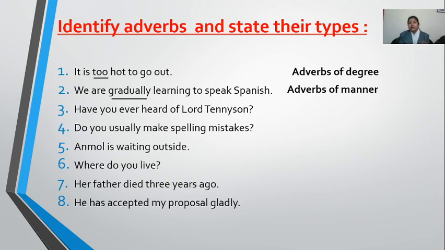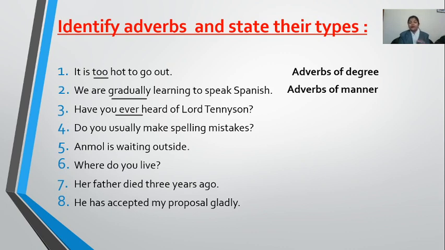Like, look at the next sentence. Have you ever heard of Lord Tennyson? It is an interrogative sentence. But as it is beginning with an auxiliary, there is no interrogative adverb, because for that we need a WH word, a question word. The question must start with a WH word, but here the question is beginning with an auxiliary. So there is no interrogative adverb. Now, have you ever heard of Lord Tennyson? So what is my adverb here? Ever, as it is describing heard, the action.